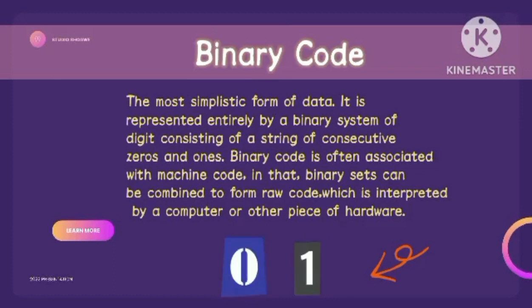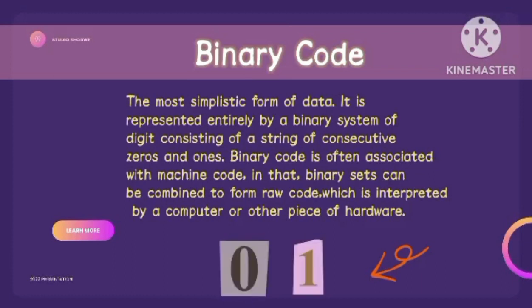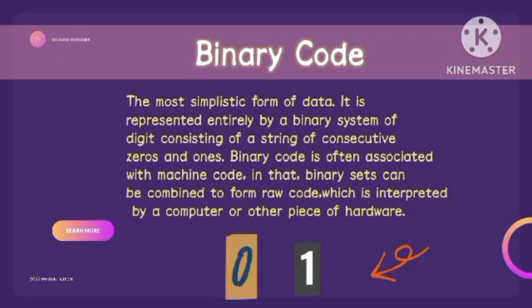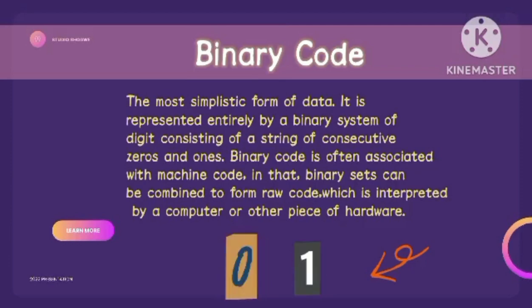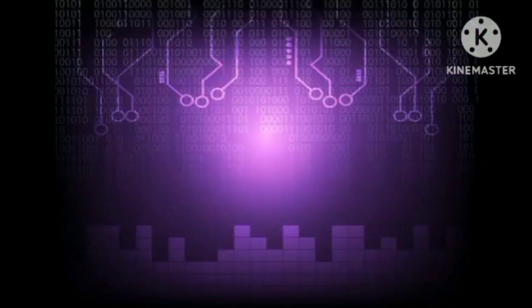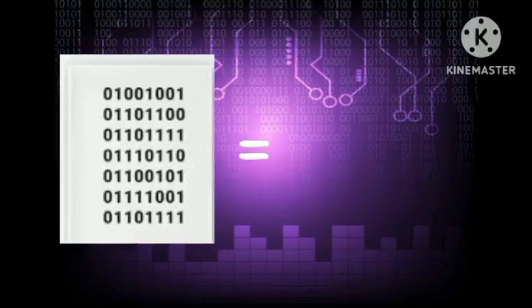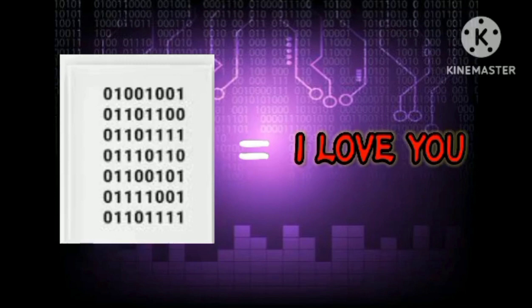Binary code is often associated with machine code, in that binary sets can be combined to form raw code, which is interpreted by a computer or other piece of hardware. Let me give you an example. In this image, those ones and zeros might not look like anything to you, but in binary code, the numbers are actually saying, I love you. In short, binary code is responsible for enabling all the documents you create, websites you visit, and even the video games you play, thanks to binary coding.